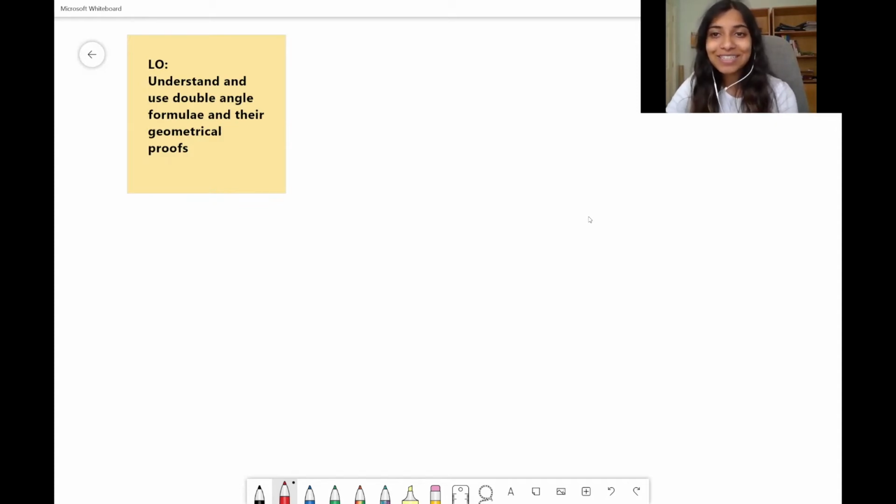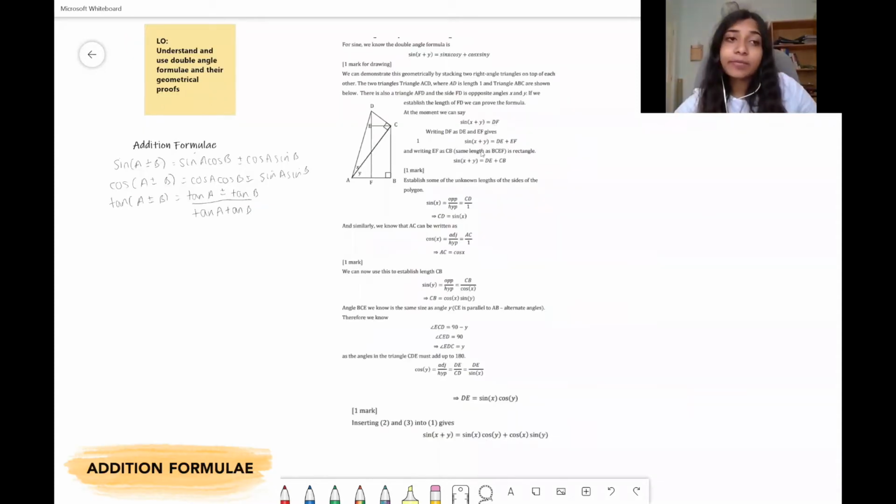But let's get started. In order to work out what the double angle formulae are, so this is just what sine 2A is, what cos 2A is, and what tan 2A is, we need to use these addition formulae here, and then I'll take you through how to get your double angle formulae through this. But firstly, it's important to understand all of these and know where they come from. And we need to know the geometrical proofs of them.